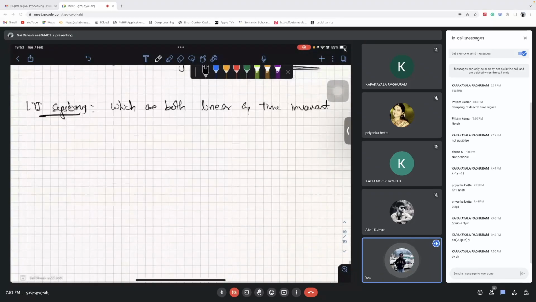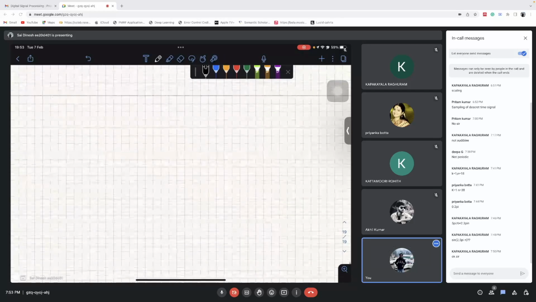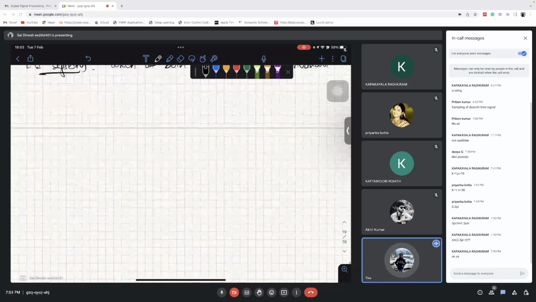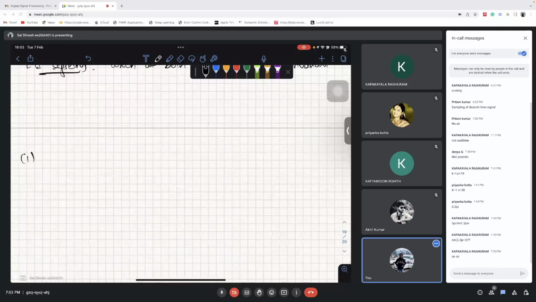So one more. Let's take a system where if we give x of n, the y of n would be x of 2n minus 1. What about this one? Any idea how to do this?